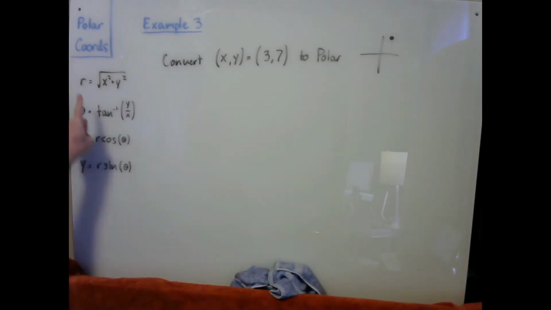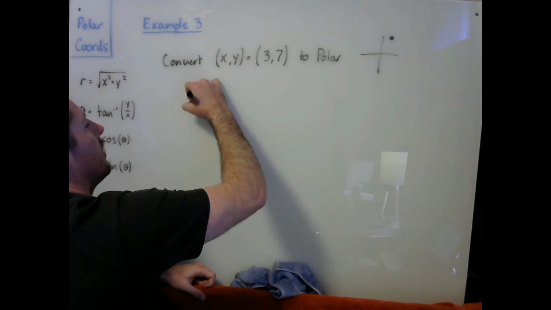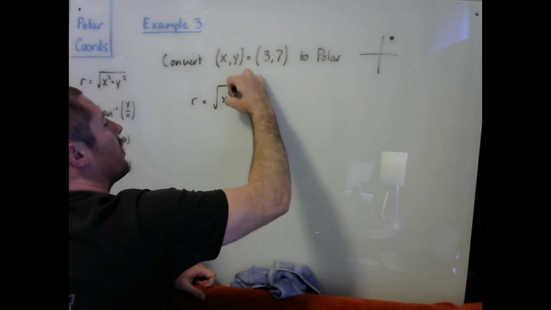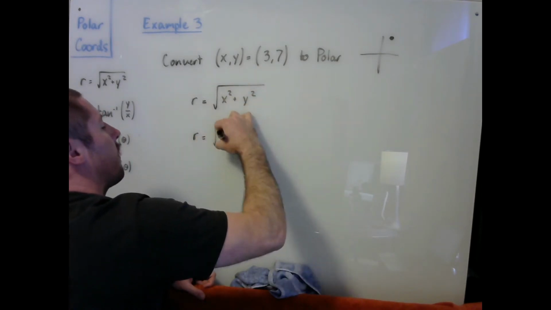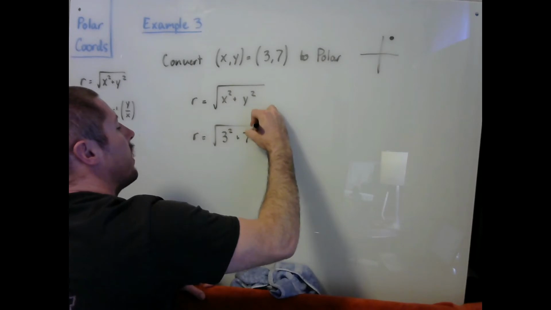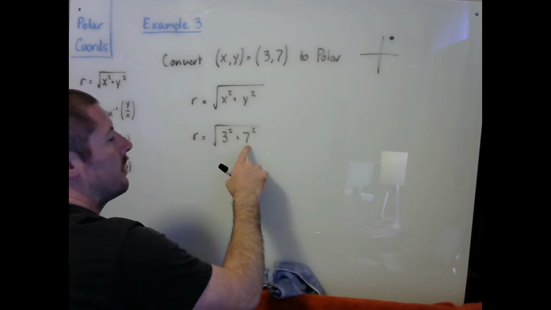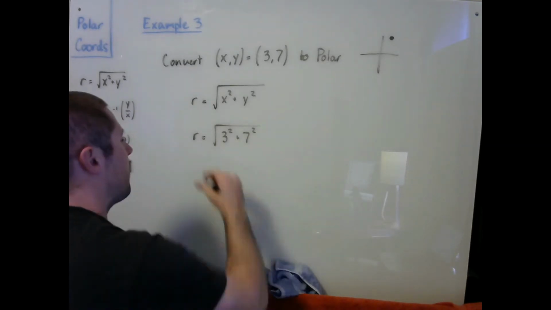So I'm now going to use my formulas. I want polar coordinates. I want r and theta. So here are my equations for r and for theta. The first thing I'm going to do here is compute r. This should be the square root of x squared plus y squared. And in this case, that's going to be the square root of 3 squared plus 7 squared. 3 squared is 9. 7 squared is 49. 9 plus 49 is going to be 58.